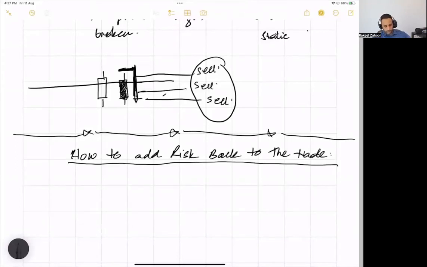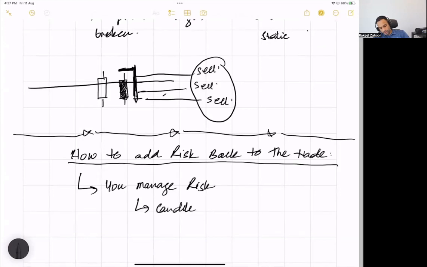Okay, let's take a look at this now. How to add risk back to the trade. What does this mean? This means that you managed risk because the candle closed against you, right? And then you noticed that price went back in your favor.